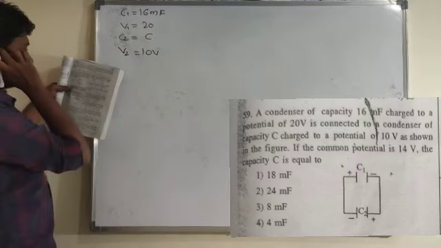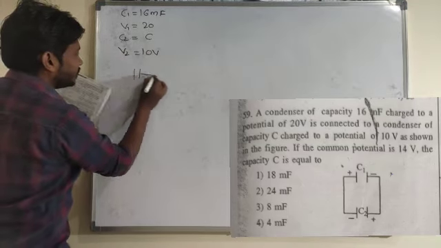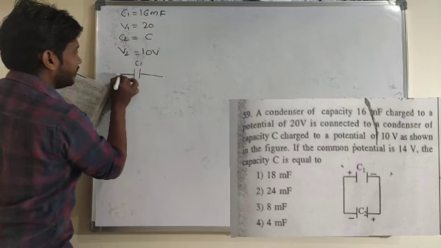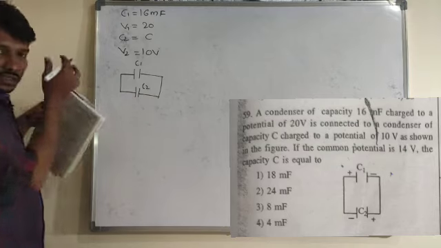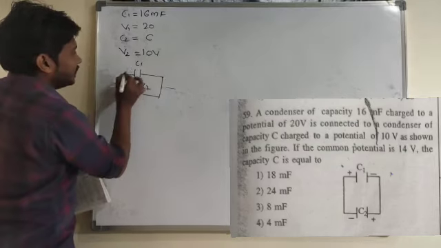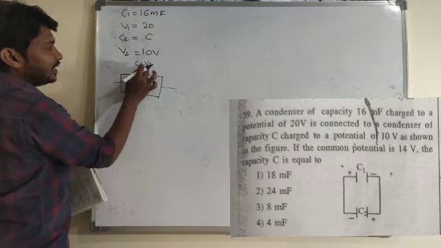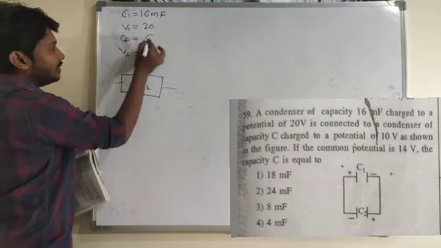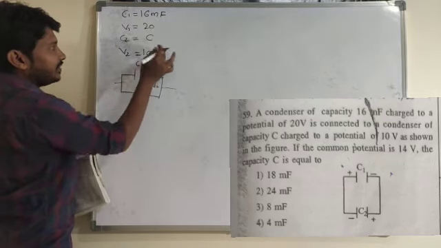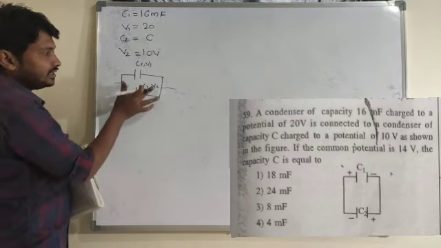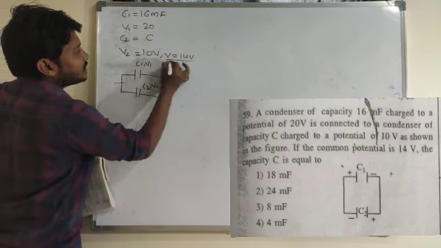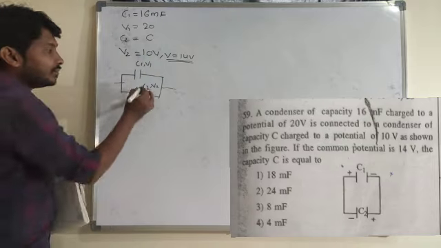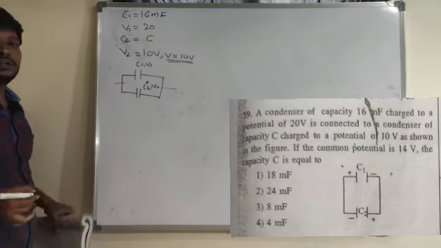In the given diagram, two capacitors C1 and C2 are connected in parallel. C1 and V1 are given, C2 is equal to C, and V2 is given as 10 volt. If I connect them in this fashion, they will attain a common potential, its value is 14 volt. The C2 value is what I need to determine here.